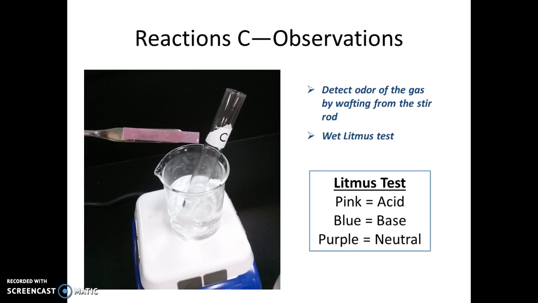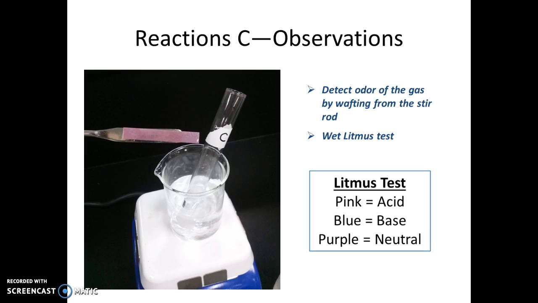The other observation that you're going to make is you're going to do a wet litmus test. So again, you'll want to wet some litmus paper and position it on your metal spatula to insert it into the headspace of reaction C.